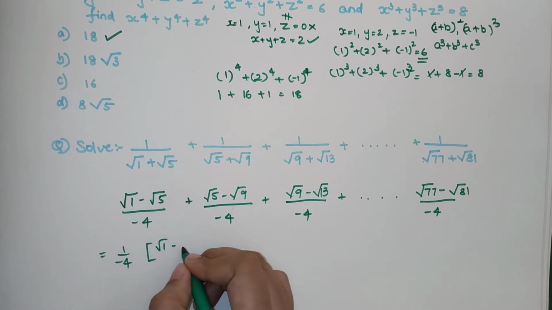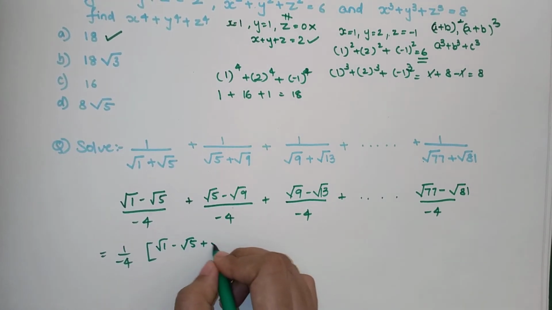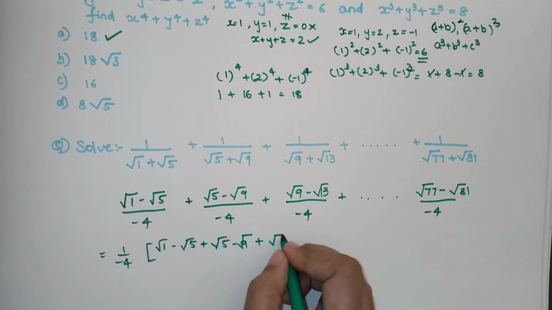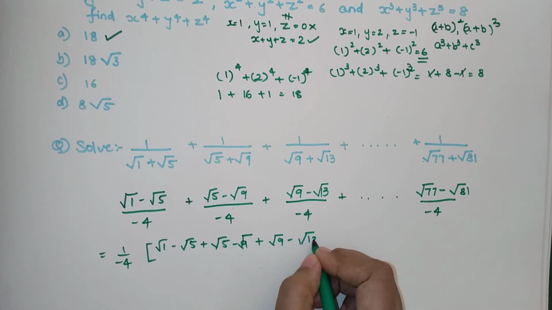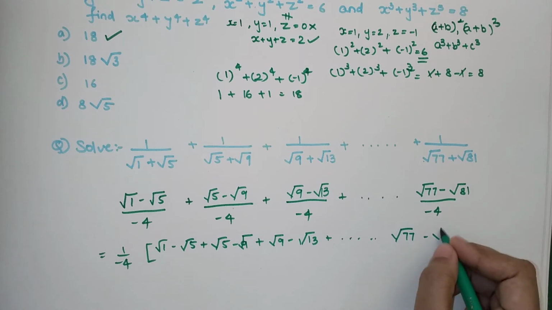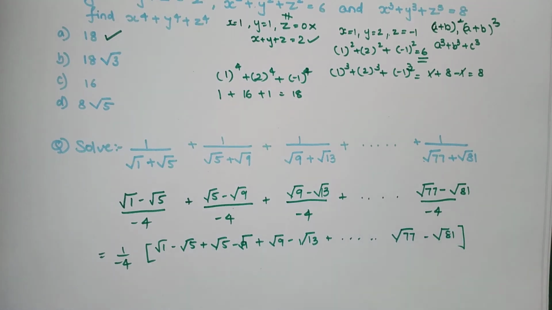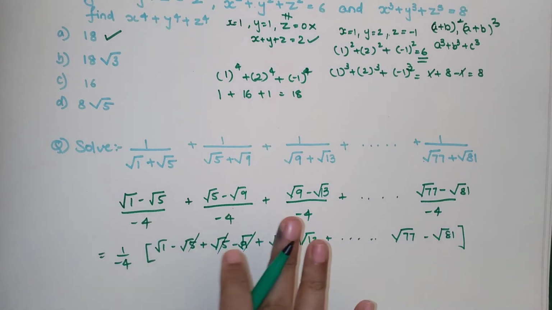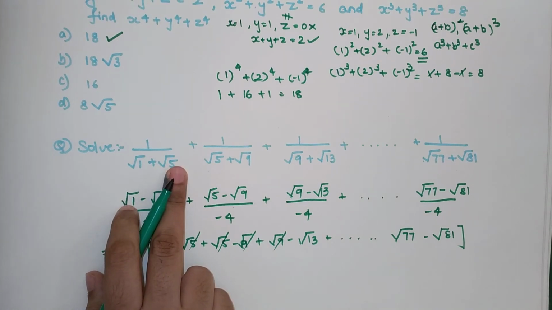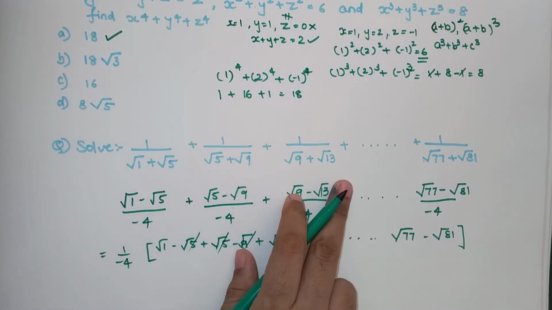When I take that common, my numerators can now be simply added. So root of 1 minus root of 5 plus root of 5 minus root of 9 plus root of 9 minus root of 13 plus so on, we get root of 77 minus root of 81. Now students, if you look closely, your negative root 5 and your positive root 5 get cancelled. Negative root 9, positive root 9 get cancelled.